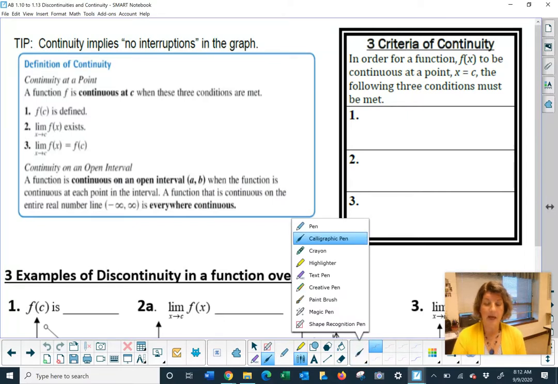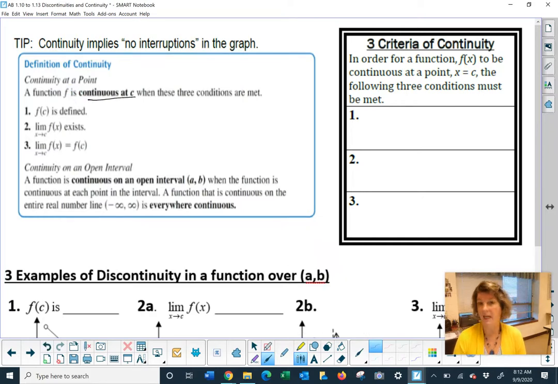Definition of continuity. Continuity at a point. It says a function is continuous at some point x equals c where these three conditions are met. 1, f of c is defined. That means that we have a point. You'd have some ordered pair, c, comma, some value for y. Then I have number 2, it says the limit exists. The limit exists of f of x as we approach c, so the left and the right agree.